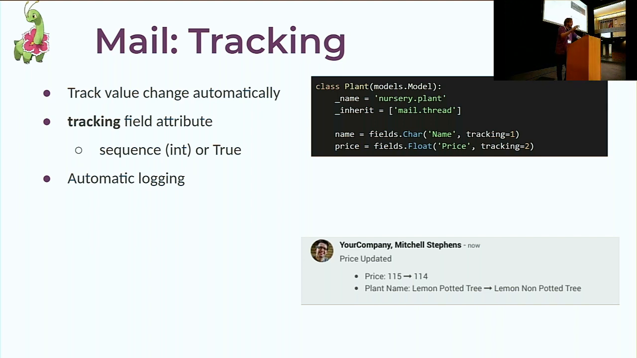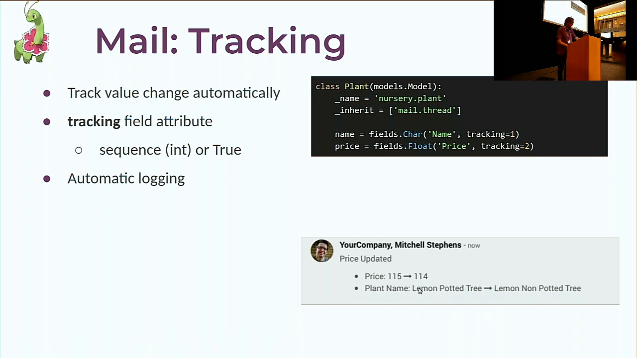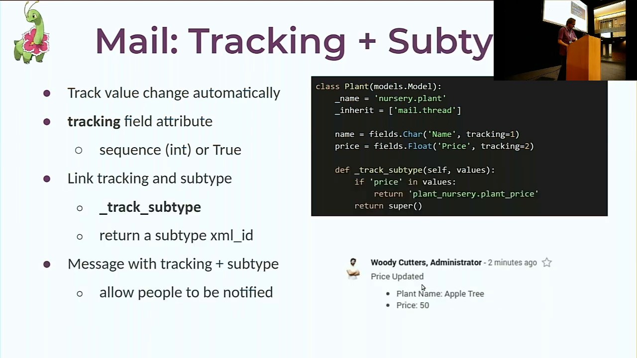For people coming from previous versions, it was the track_visibility parameter that has been renamed with Odoo 13. And you can give a sequence allowing you to organize the order when there is a tracking value. And the logging is automatic. It means that you don't have to write custom code anymore. Just say track those fields, and every time there is a change, it will be logged in the chatter.